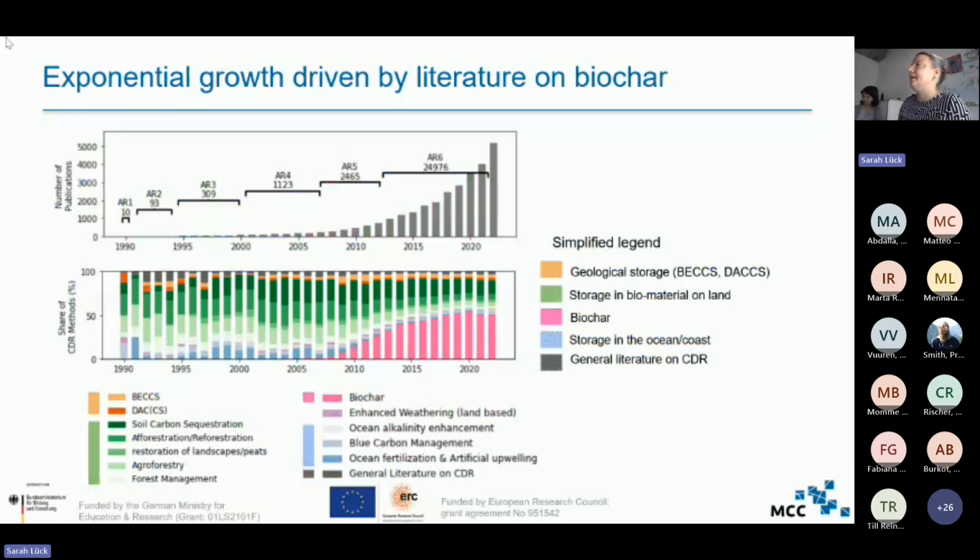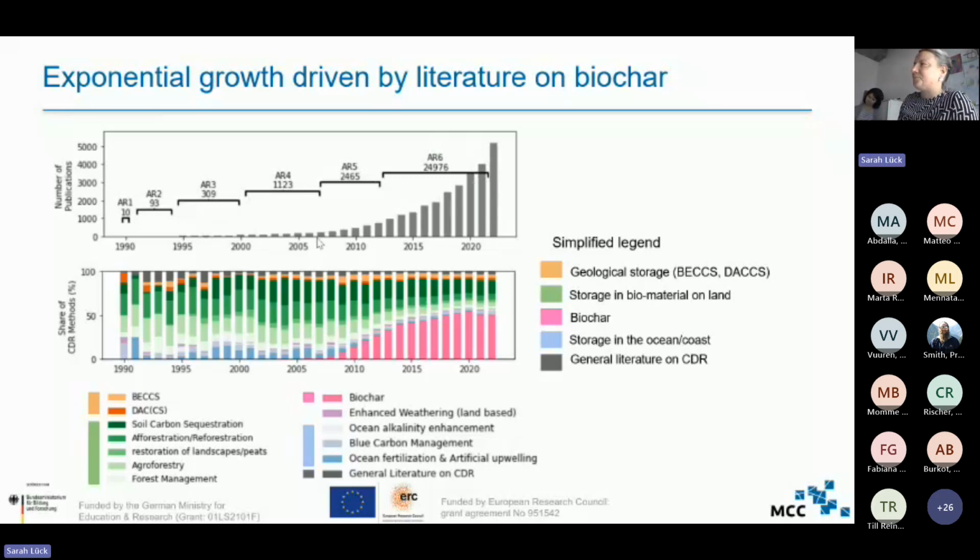Can you see that when I show it? Okay, I hope so. Yes, we can see your cursor. Perfect, exactly.